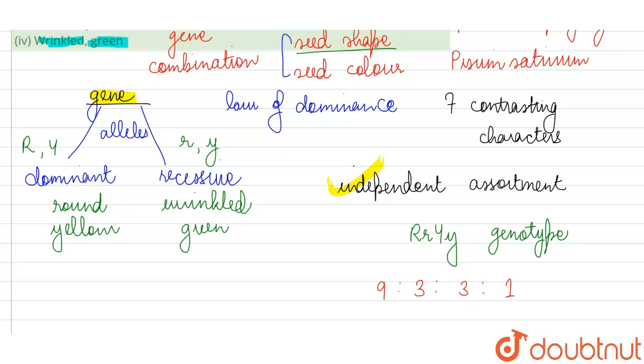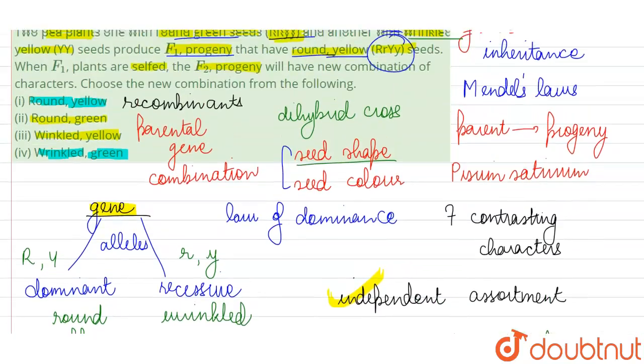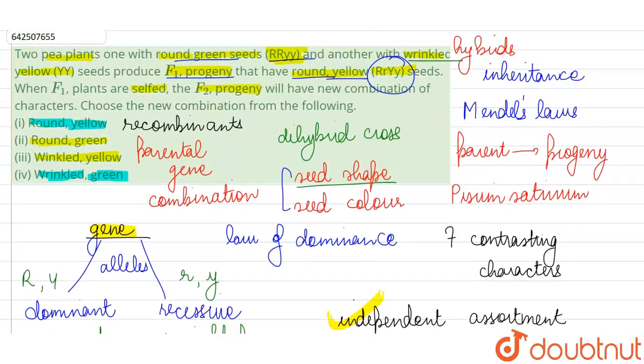So when we are crossing them, in the progeny we are going to see all 4 different kinds of possible phenotypes in this particular ratio, which are going to include both parental and non-parental gene combinations. So the new combinations which are going to be produced are going to be all these 4 different phenotypes.